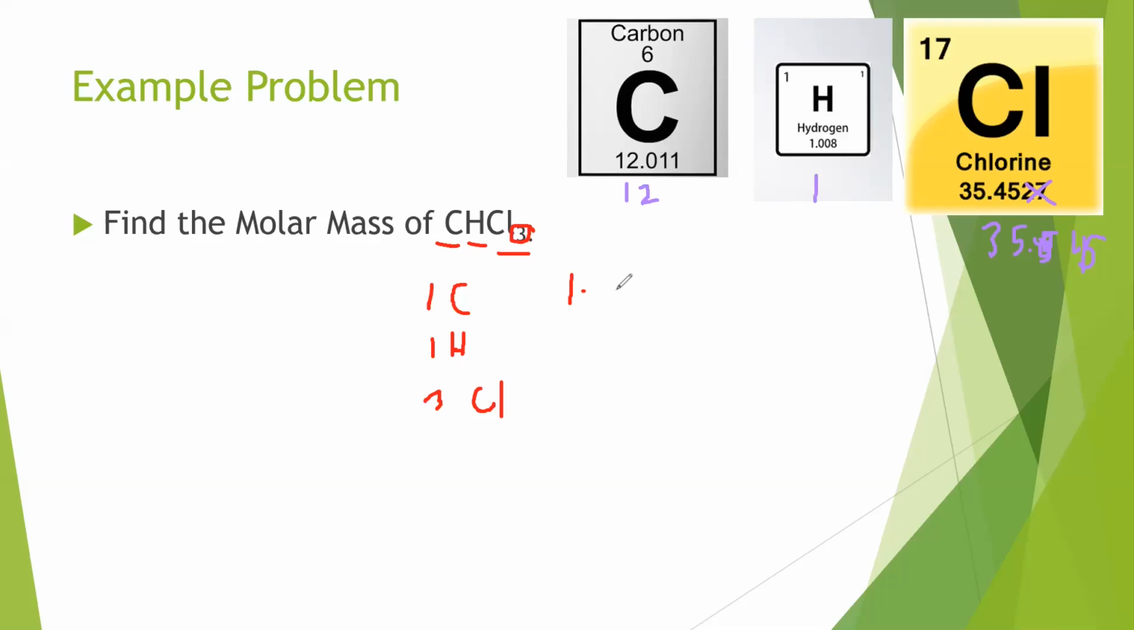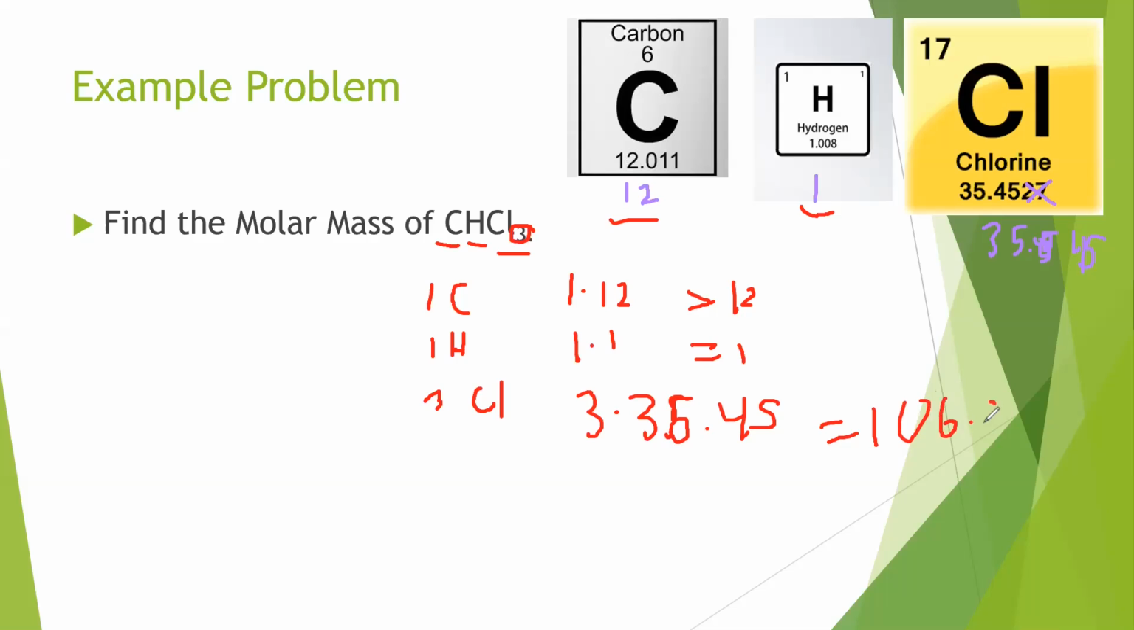So it's 1 times 12, because the mass is 12 here. 1 times 1 for the hydrogen, since the mass is 1 there. And then the last one is 3 times 35.45. So this is 12, this is 1, and let me do the last one on my calculator. This is 106.35. So the correct answer is anywhere in the ballpark of 119.35. If you say anything from 115 to like 120, that's pretty close enough.